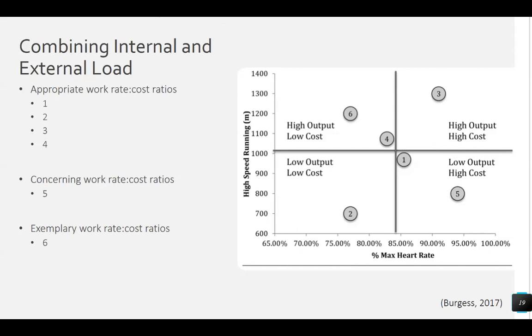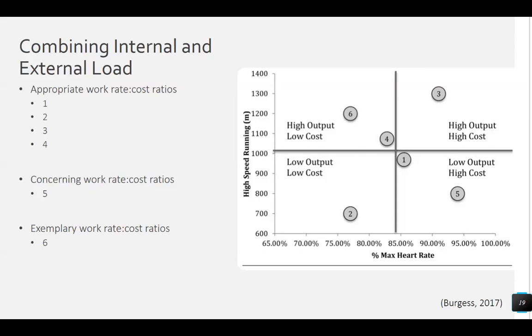The two that I want to focus on are, first, the concerning work rate to cost ratio, which is athlete number 5, where we're not really getting a whole lot out of that athlete, but the cost for that athlete is very high. As we monitor that workload and take a look at the percent maximum heart rate, it's going to be really high, but we're not really getting a lot of high speed running out of that athlete in terms of absolute performance.